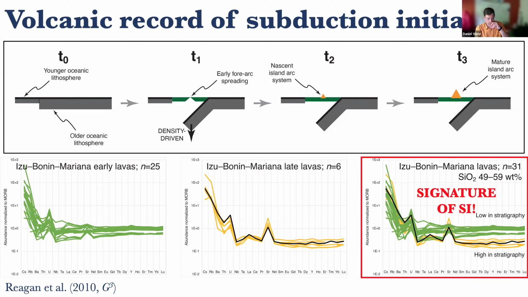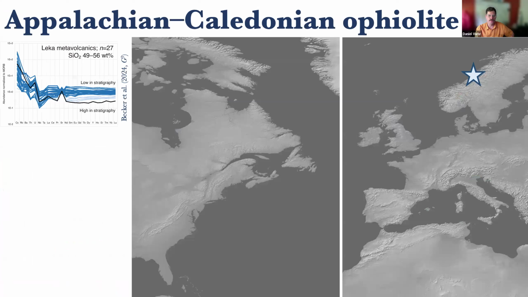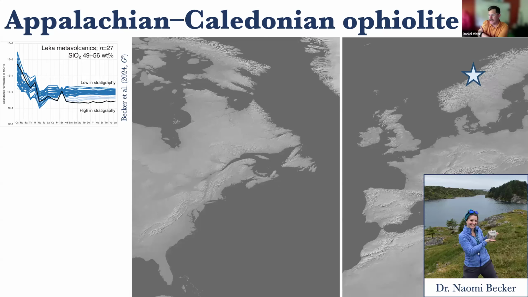And as well as that, if we can date these earliest magmas, then we can put a date on this process of subduction initiation. So taking the call from Bird et al., and then these lessons from Bob Stern and others, we went to the Appalachian Caledonian ophiolite belt and tried to first test for a subduction initiation association, and then put some timestamps on this. This is work that was led by my former PhD student, now at the USGS, Dr. Naomi Becker.